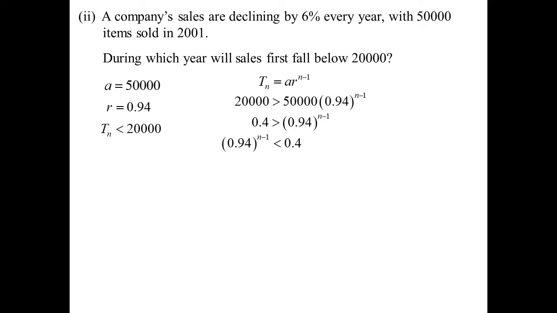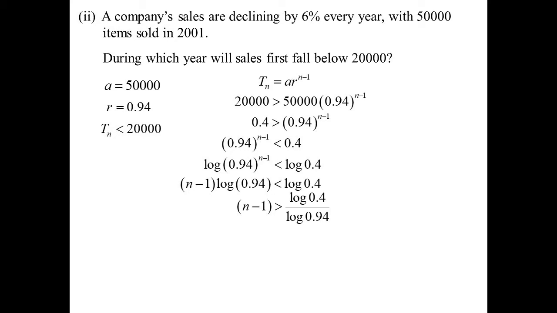So we log both sides. That allows me to bring the n minus 1 out the front. We now divide by the log, but of course log of a number smaller than 1 is a negative number. So when we divide, we change the sign. So n minus 1 will be greater than log 0.4 over log 0.94, which is greater than 14.8, and so on. We're looking for whole numbers in the context of this question. First whole number bigger than that is 15.